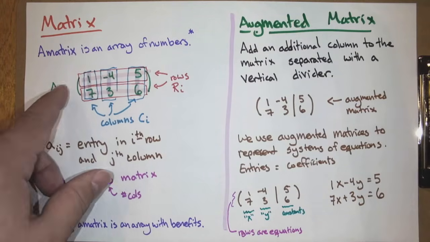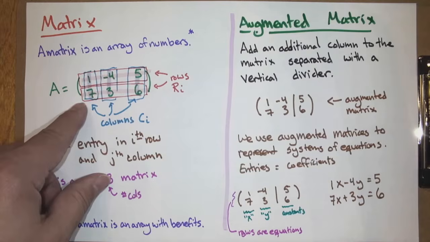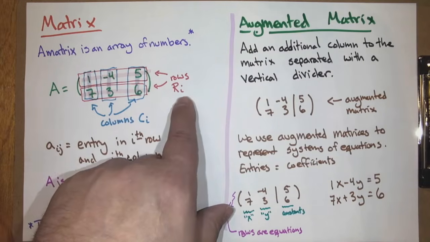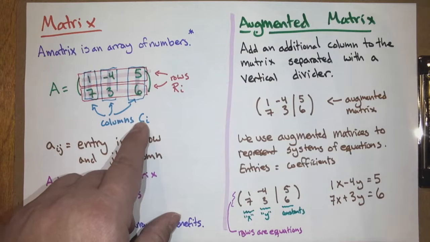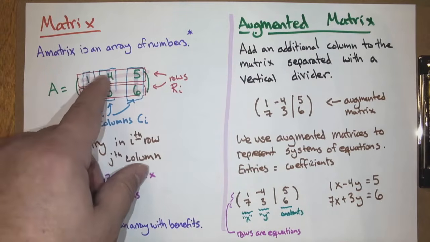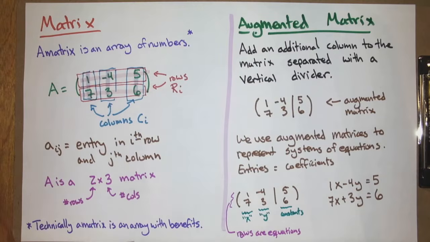We have here a matrix that has 2 rows, 3 columns. So we use R's for the rows, C for the columns. So 1, -4, 5, 7, 3, 6. We have the individual entries. We denote these as a_ij, and that says what's the entry in the ith row and the jth column.